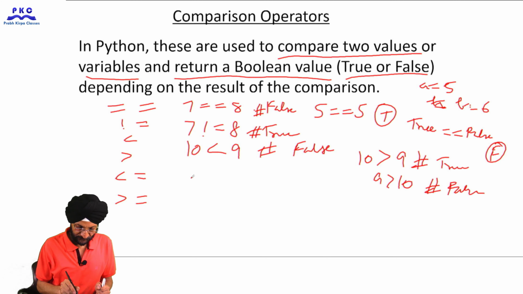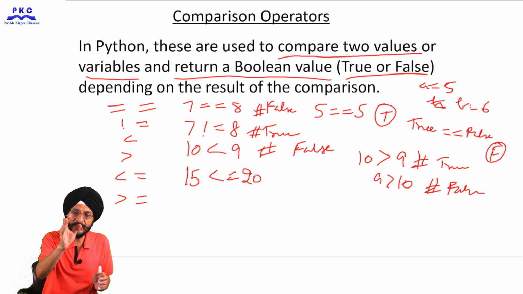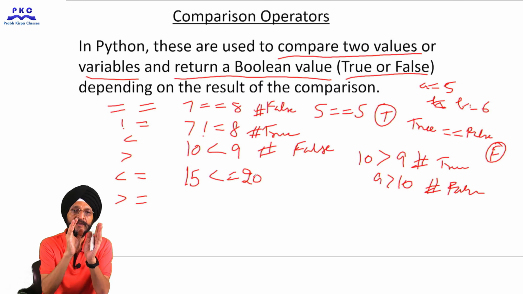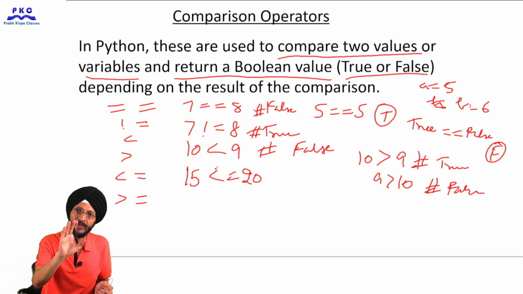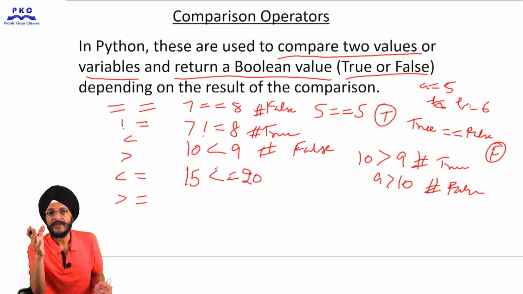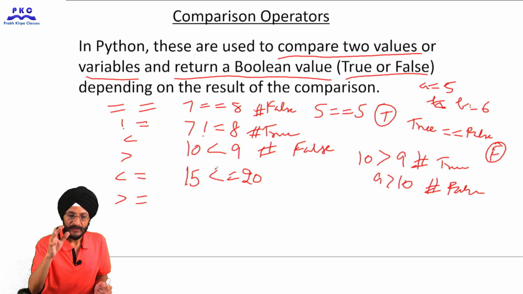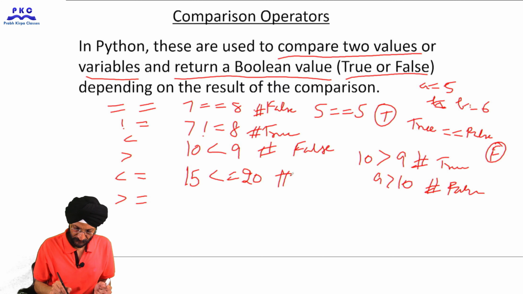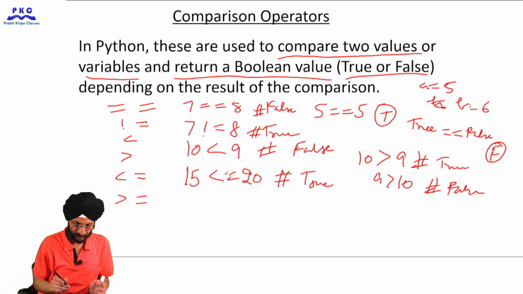If we write 15 is less than or equal to 20, that is, either of the two conditions has to be met. 15 is less than 20, it is okay. If we say 15 is equal to 20, it is false. One of the conditions. So the result will be true because 15 is less than 20, either of the two conditions.